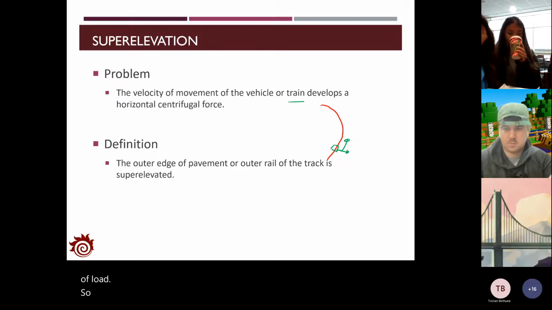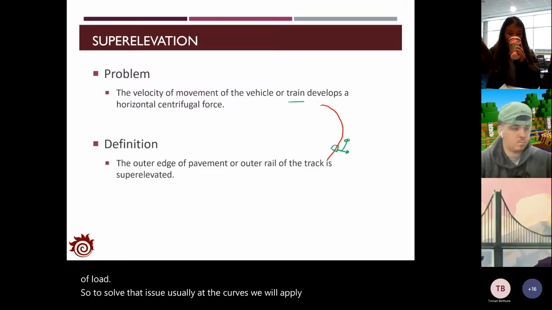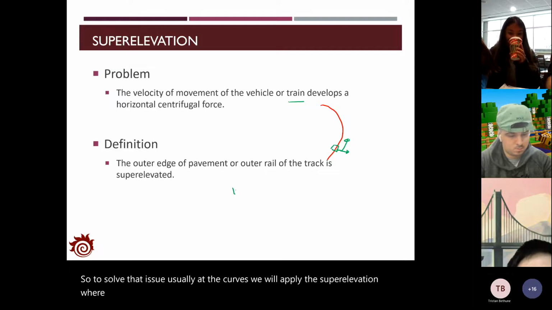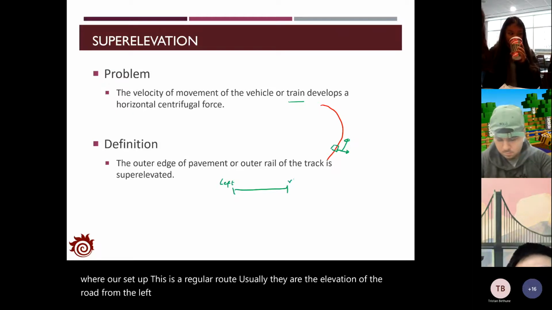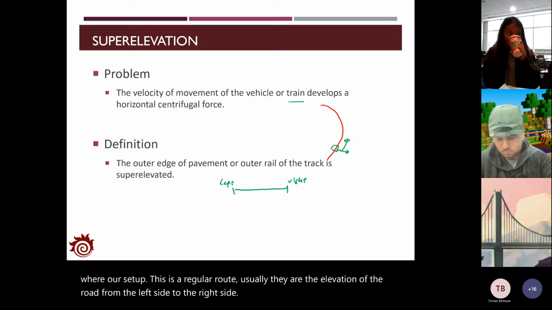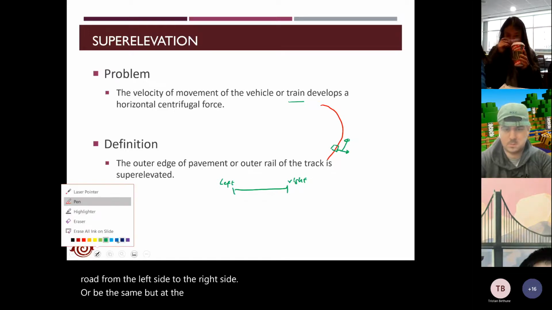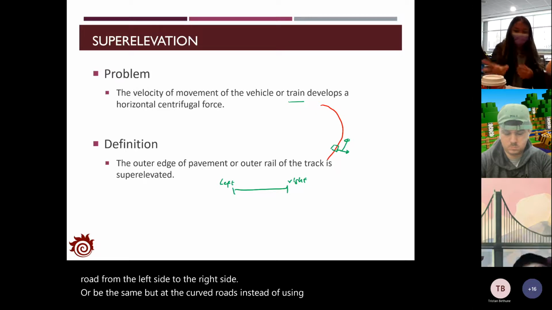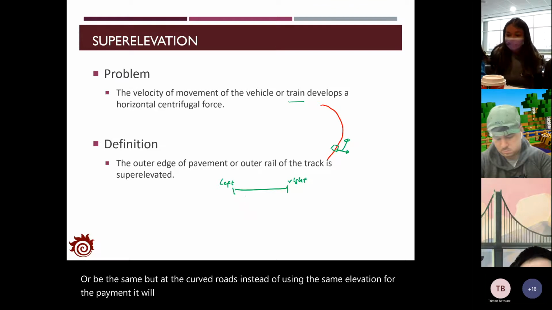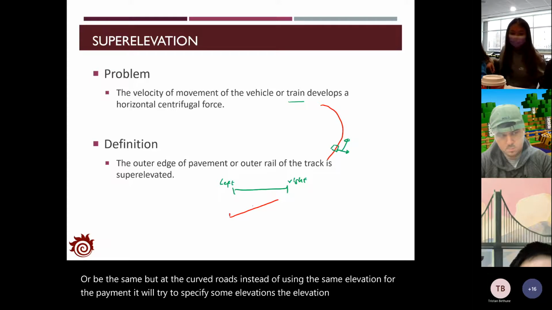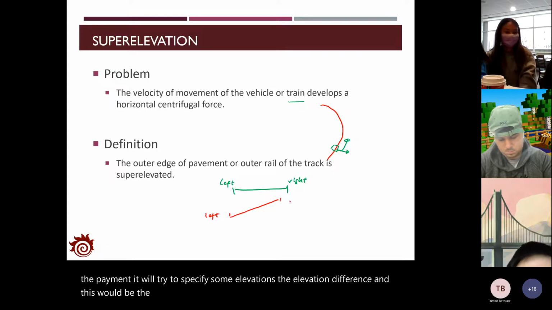So to solve that issue, usually at the curves, we will apply the super elevation. Say that this is a regular road. Usually the elevation of the road from the left side to the right side will be the same, but at the curved road, instead of using the same elevation for the pavement, it will try to specify some elevation difference, and this would be the left, and this would be the right.